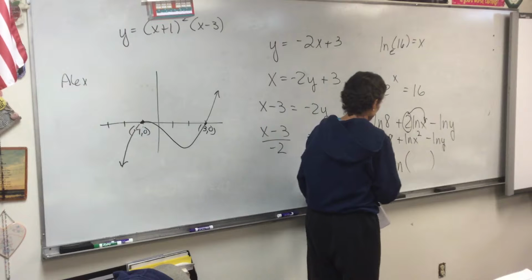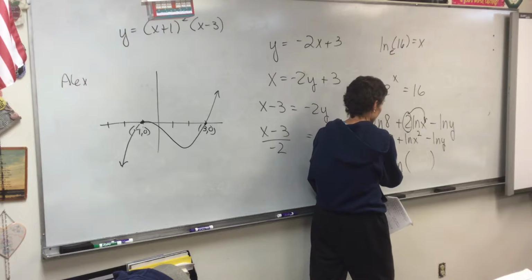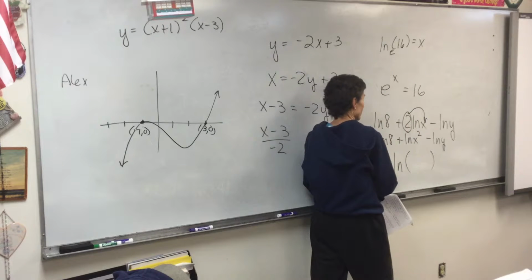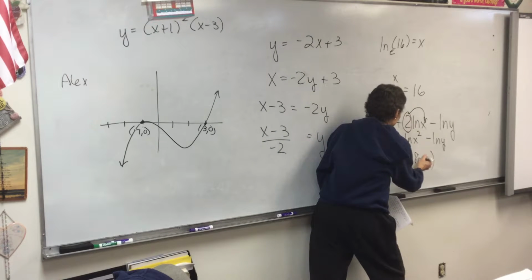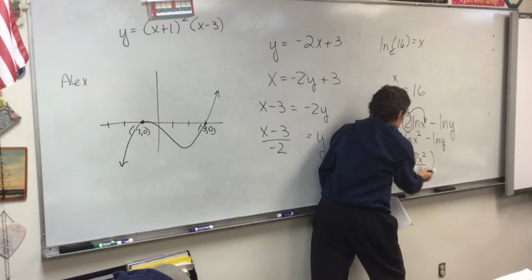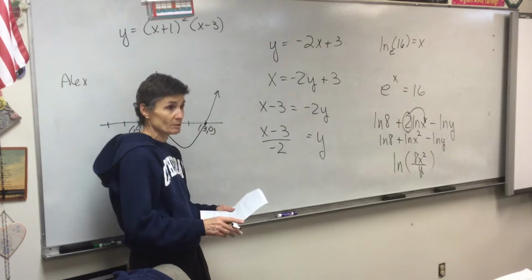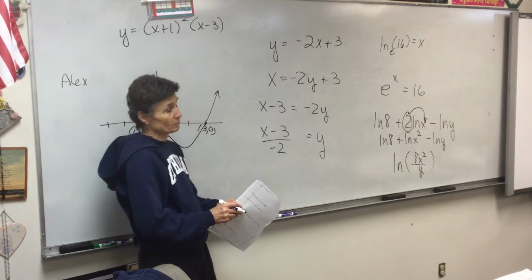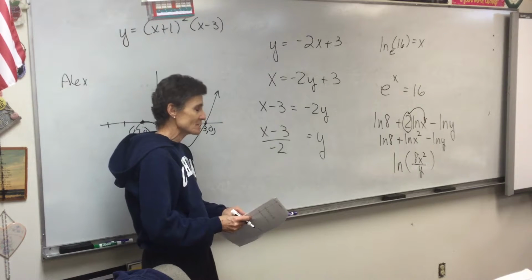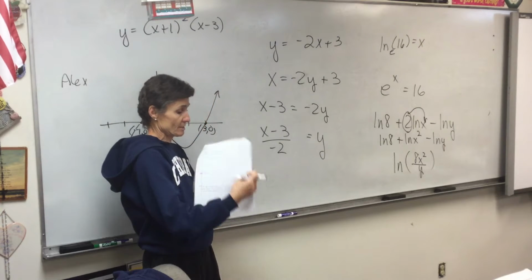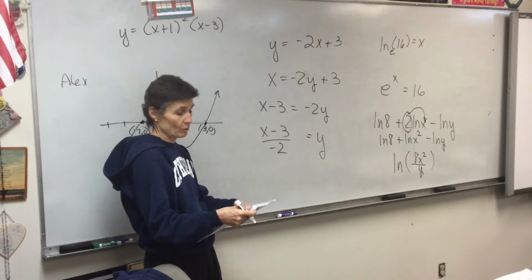Now you can start putting it all together. So you're going to combine the 8, the x squared, and the y. How are they going to get combined? 8 times x squared divided by y. Because pluses become multiplications, and subtractions become divisions. That's how it works.